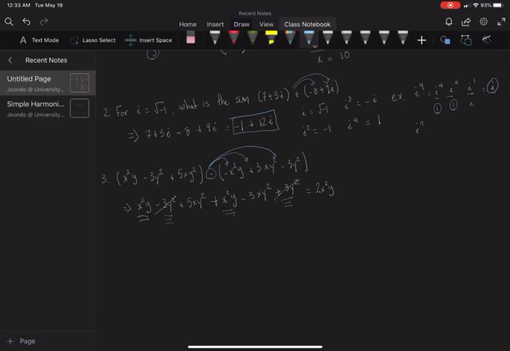We have positive 5xy squared minus 3xy squared, and that is equal to 2xy squared. Yeah, we simplified the whole expression. So the answer is this, right?